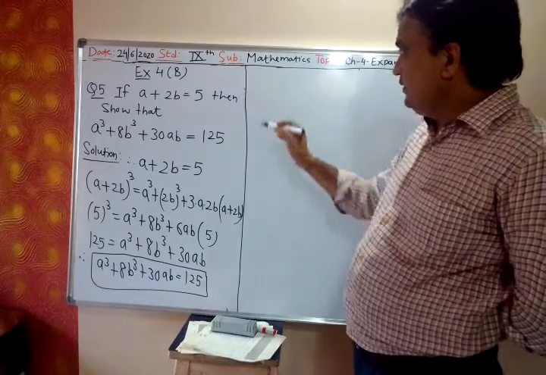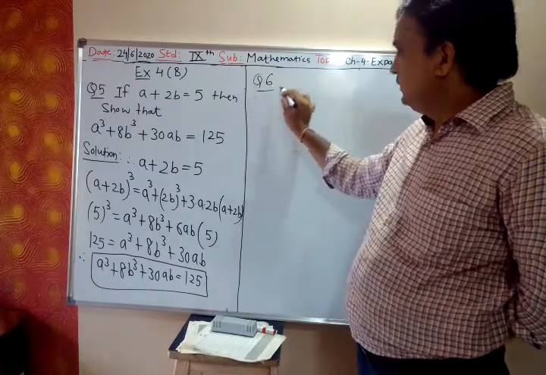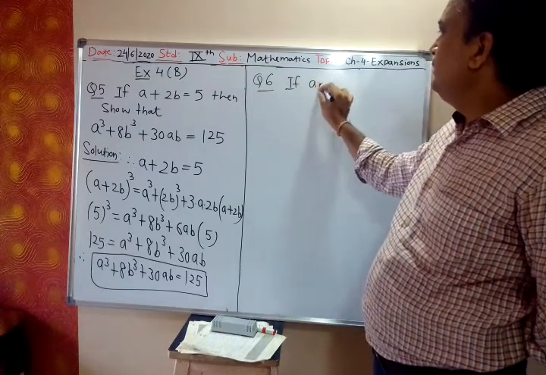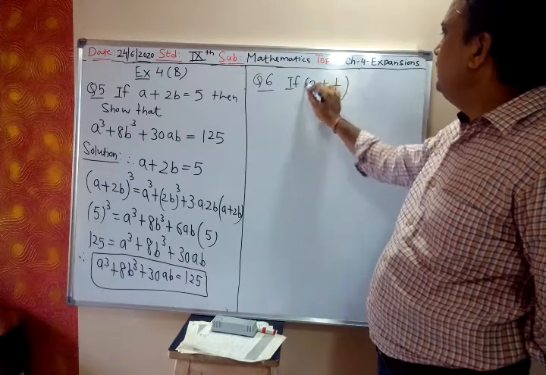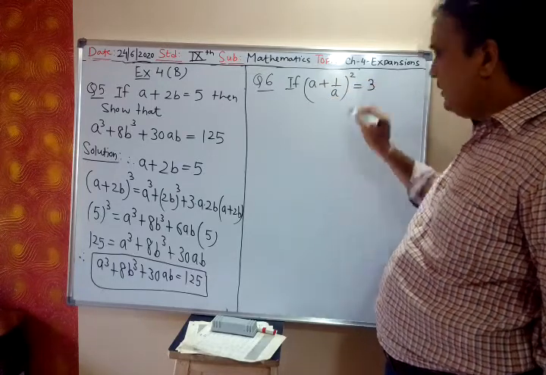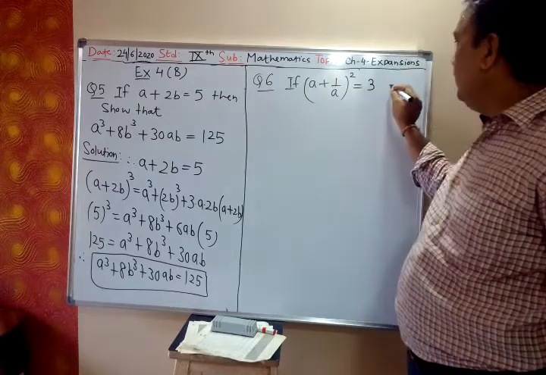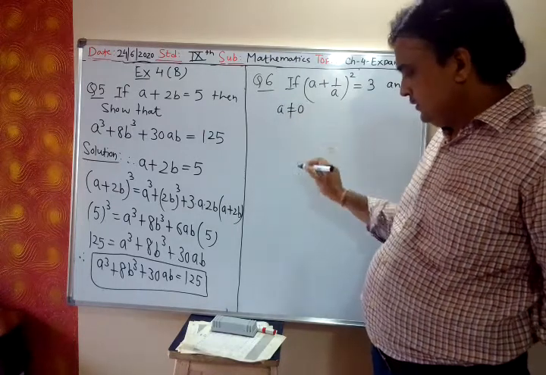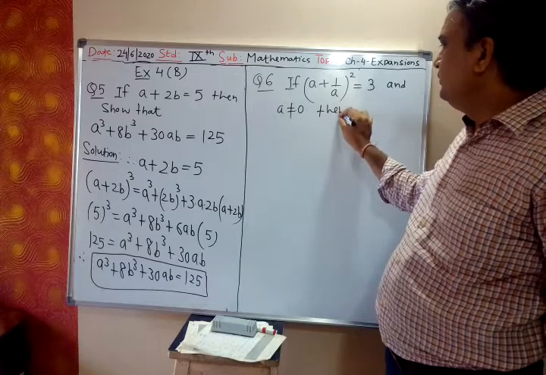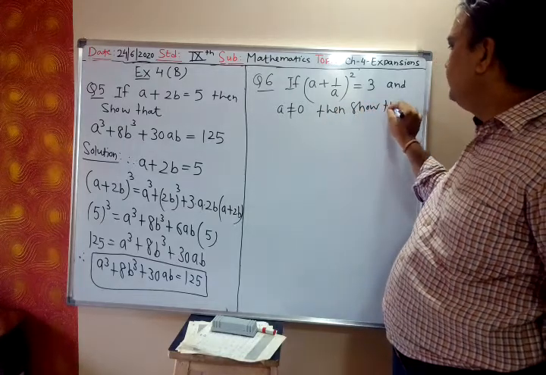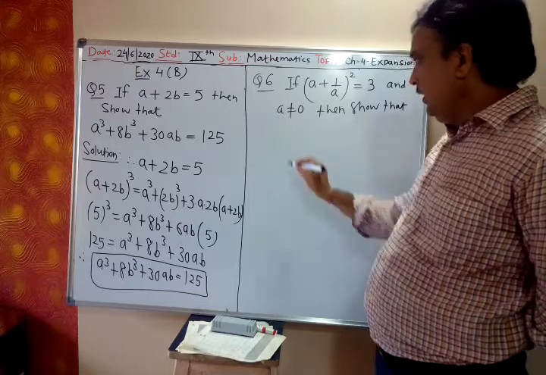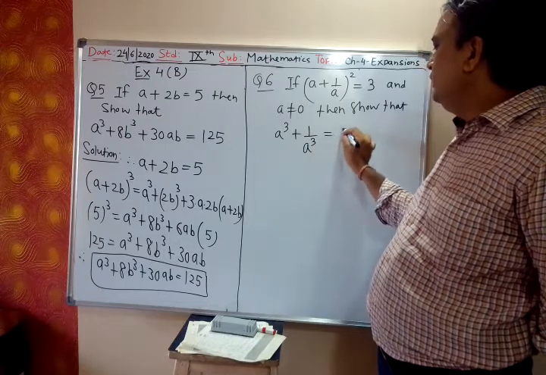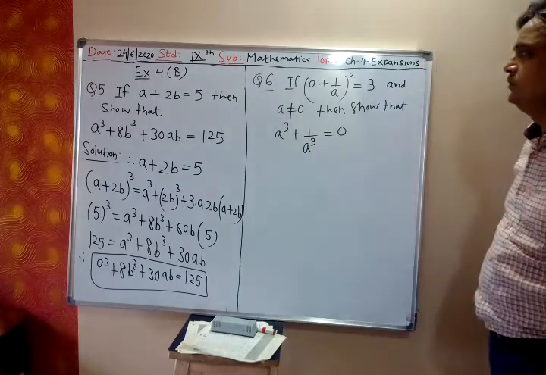Let us start question number 6. Solve question number 6. If a plus 1 upon a whole square is 3, and a is not equal to 0, a is given non-zero, then show that a cube plus 1 upon a cube is 0.